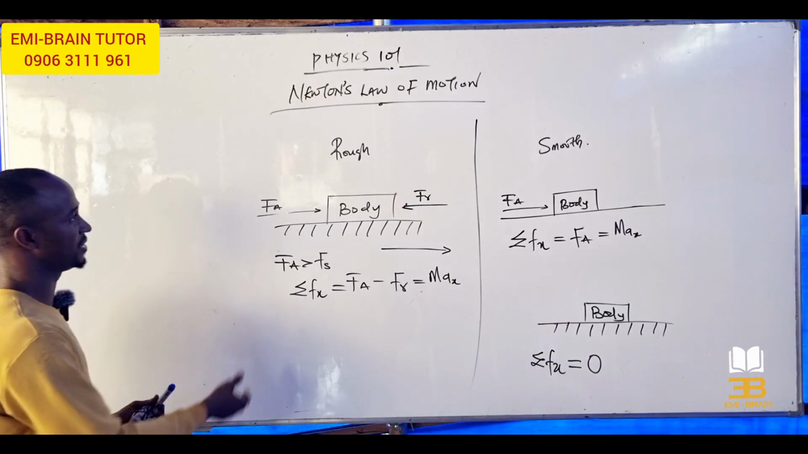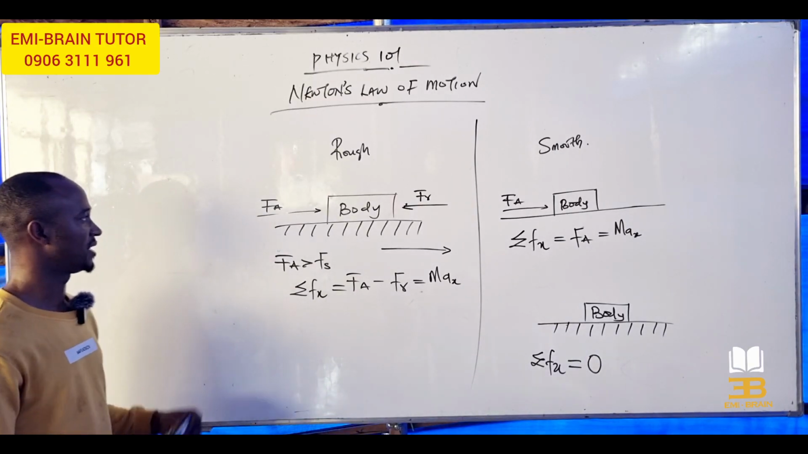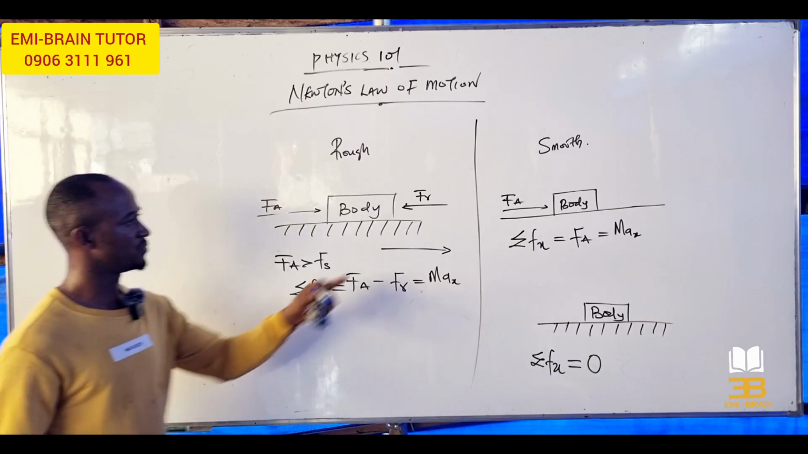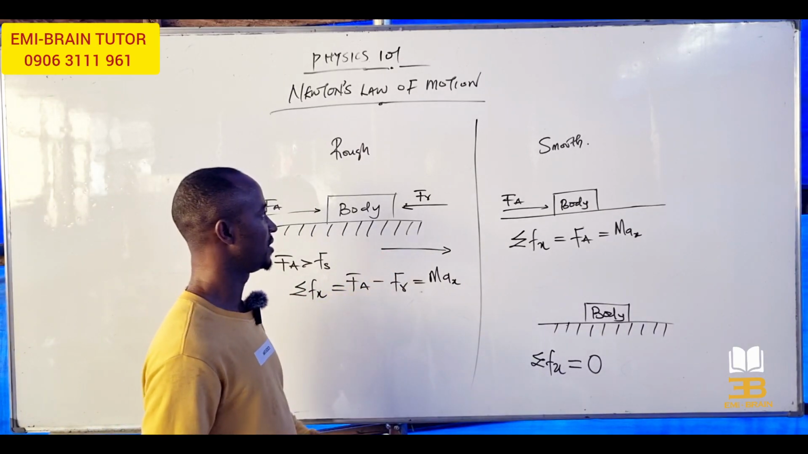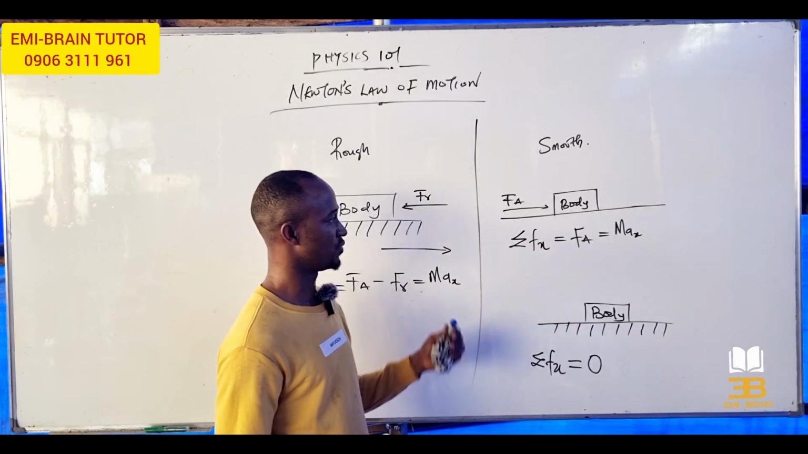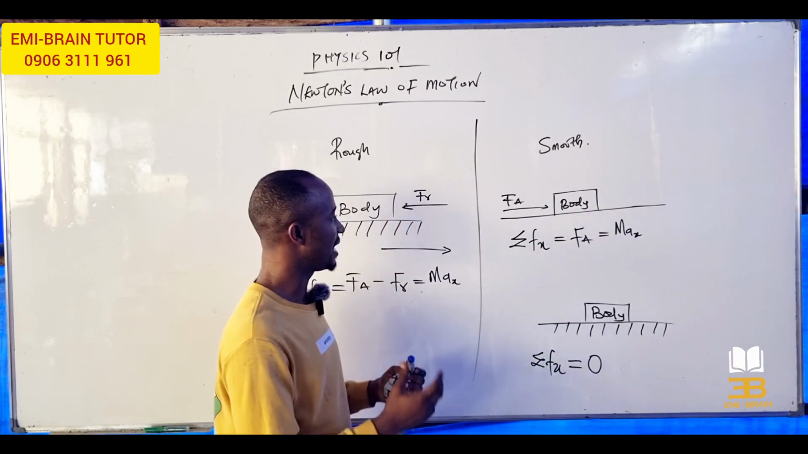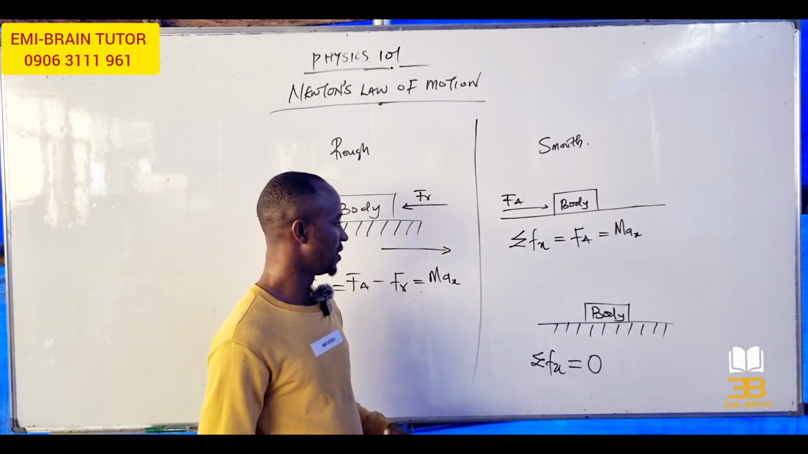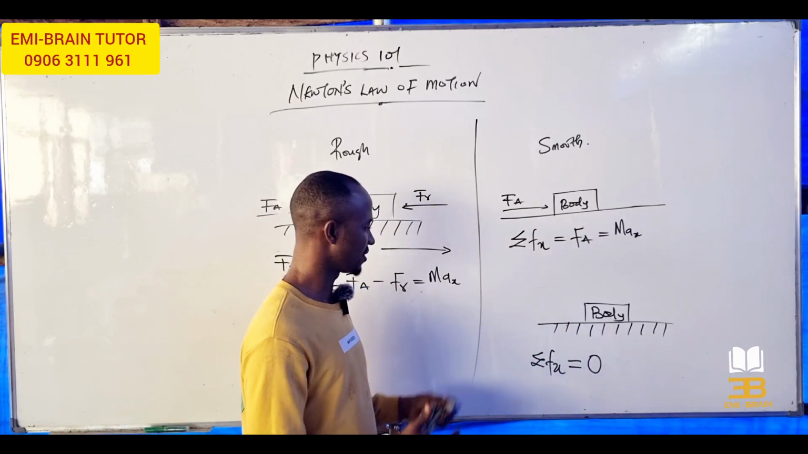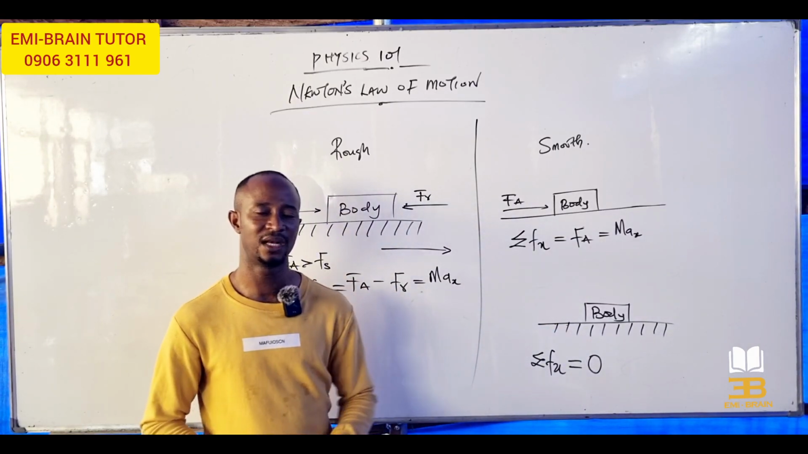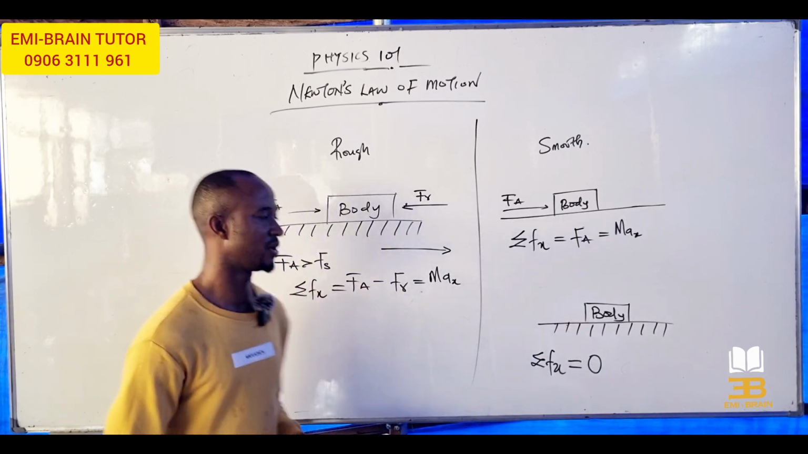When we have a body kept on a rough surface and a force is applied, there is friction. Then we have a smooth surface with a force applied on it. Because the surface is smooth, there's no frictional force acting on this body, so the only force that acts on this body is the applied force. So for a body kept at rest, the only force needed to keep the body at rest is equal to zero.